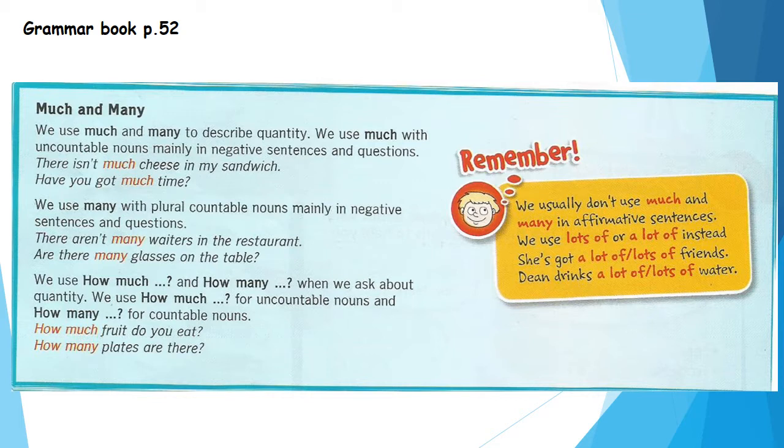Many and much are used to express that there is a large quantity or a large amount of something. Much is used only with uncountable nouns in negative sentences and questions. For example, there isn't much cheese in my sandwich. Cheese is uncountable, we can't count it, and it is also a negative sentence. There isn't. So, we will use much. Super.